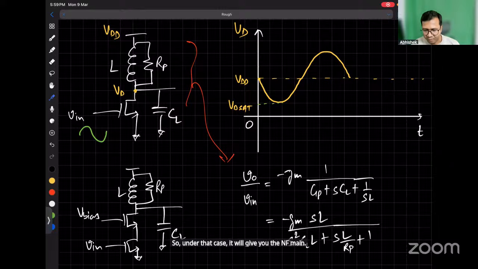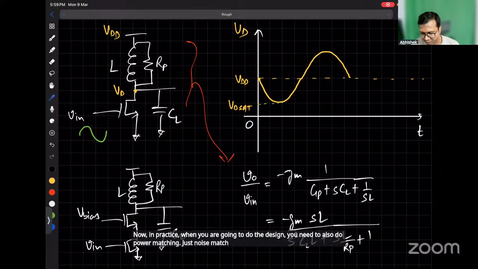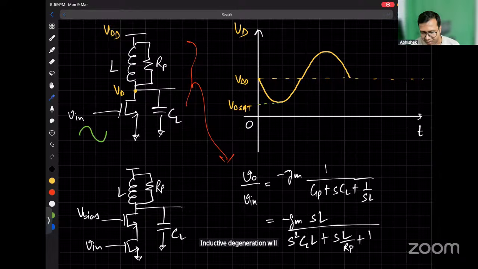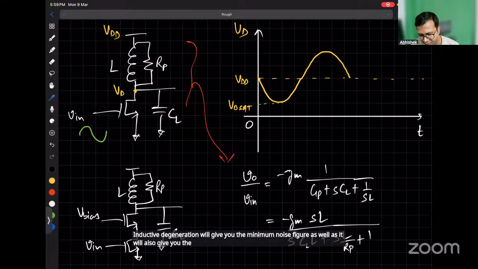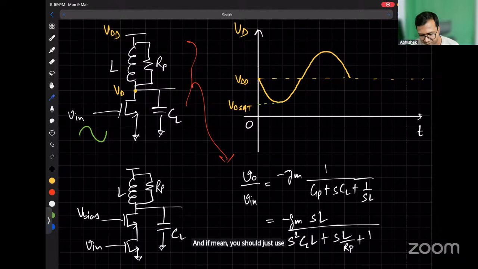Now, in practice, when you are going to do the design, you need to also do power matching. Just noise matching is not enough. So you can use the inductive degeneration technique. Inductive degeneration will give you the minimum noise figure as well as the impedance matching. For NF-min, you should just use the MOSFET in common source. You don't have to worry about the power matching for NF-min. Okay, sir. Okay.